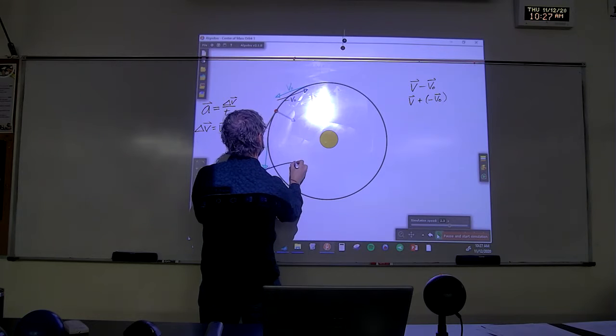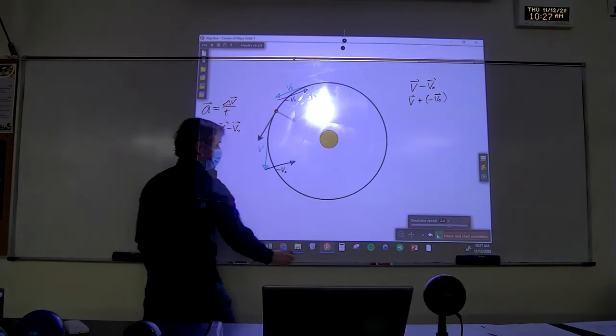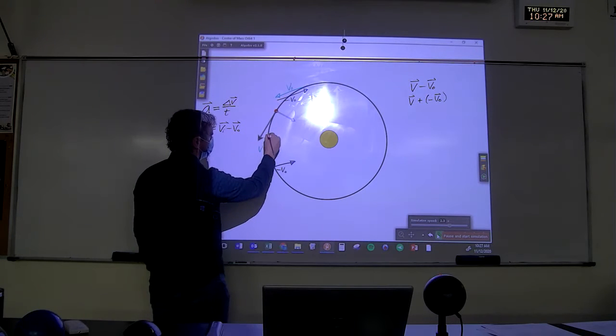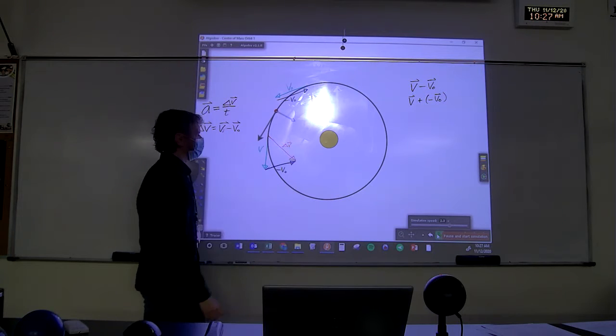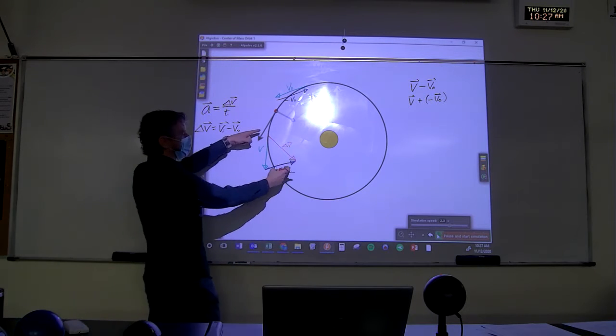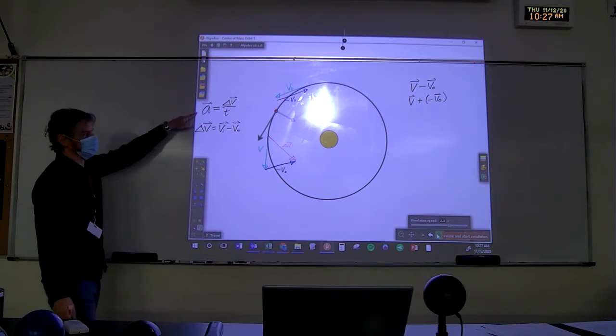Oh, it's good, right? Yes. There you go. So there's negative V naught, and the resultant points in this direction right here. So that's the vector that represents my change in velocity. Now remember, I would draw that, and it has the same direction as the acceleration, right, by this equation here.